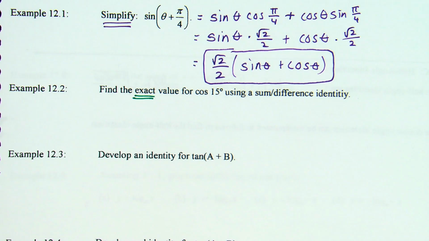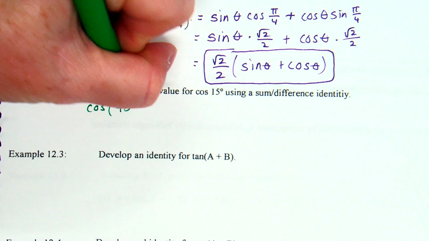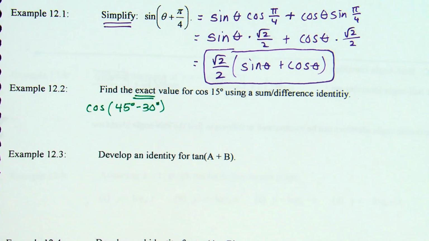So what do you know about cosine of 15 degrees? Okay, one option is we can change 15 degrees into 45 degrees minus 30 degrees. Now, if you prefer, you could also use 60 minus 45. And it would work out the same in the end.